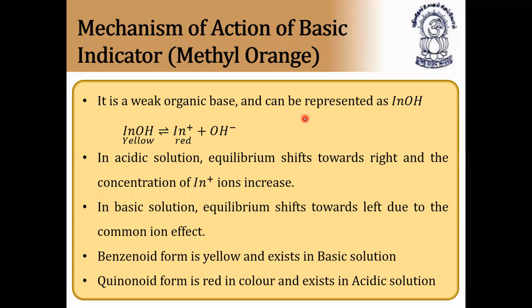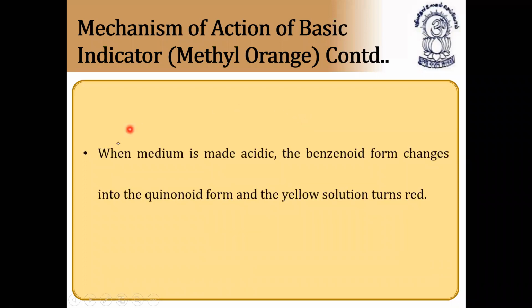So this is the second type of indicator. Next, when the medium is made acidic, the benzenoid form changes into the quinoid form and the yellow solution turns red. If you add methyl orange to an acidic solution, it turns the solution red, because when the medium is made acidic, the benzenoid form changes into the quinoid form and the yellow solution turns red. Very, very important.